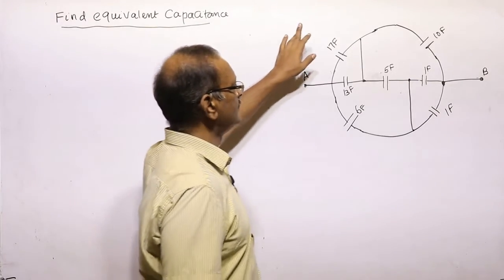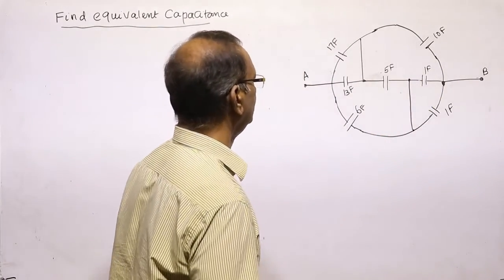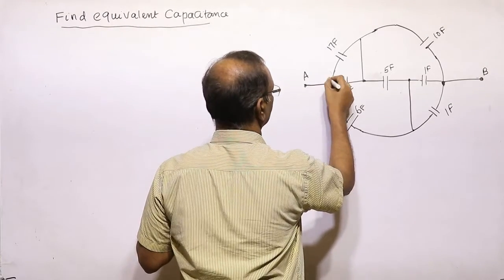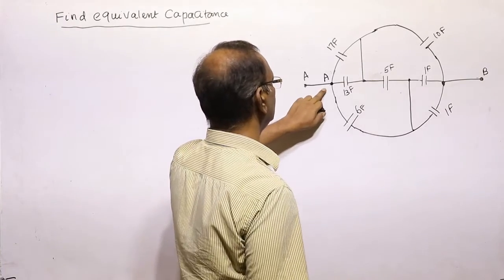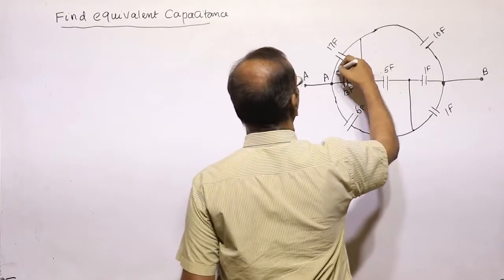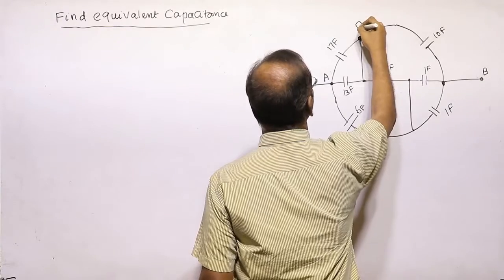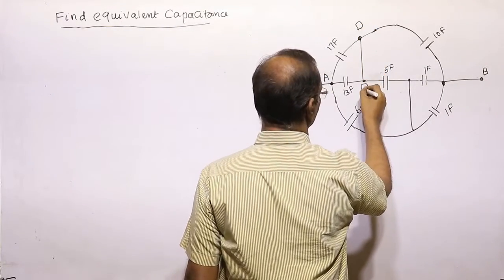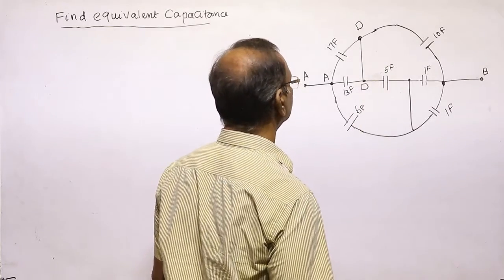Find equivalent capacitance between A and B. See, from here, this is connected by a wire, so this potential will be A. The potential here and the potential here will be the same. There is a capacitor in between. This point we keep potential at D, and this is connected by a wire, so here also the potential will be D. In the wire there is no capacitor in between.